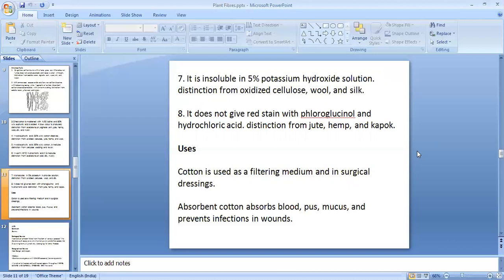And next we'll come to the uses. It is used as a filtering medium and in the preparation of surgical dressings. This absorbent cotton absorbs blood, pus, mucus, and also it prevents infections in the wounds.